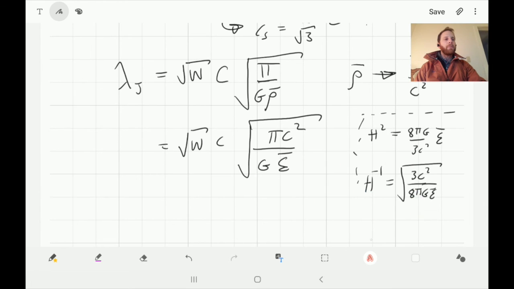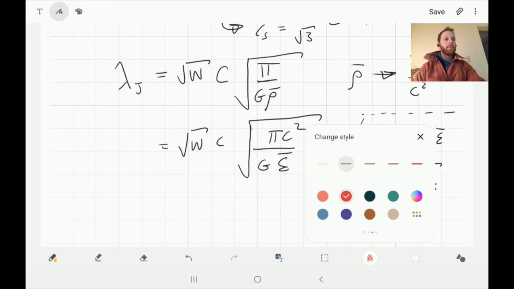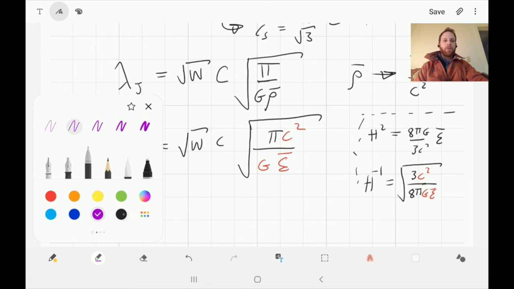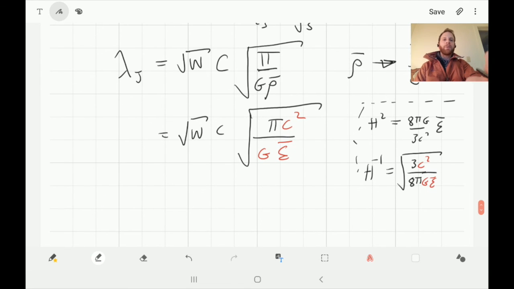And so you can see, although there are some numerical factors that are different, notice the c squared, the epsilon bar, and the G. That's what you can identify here, and that's indicative that the Jeans length is somehow related to H inverse. So let's go a bit further and figure out what happens when you multiply lambda J, the Jeans length, times the Hubble constant.